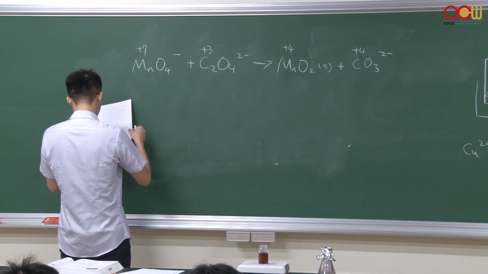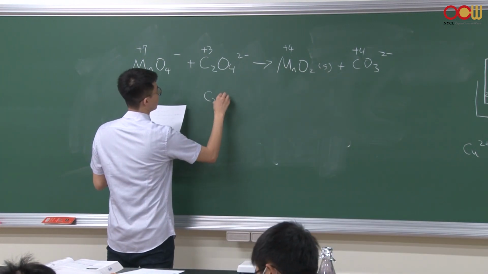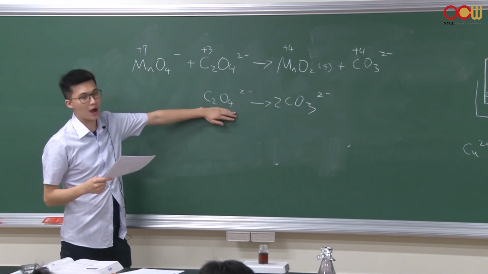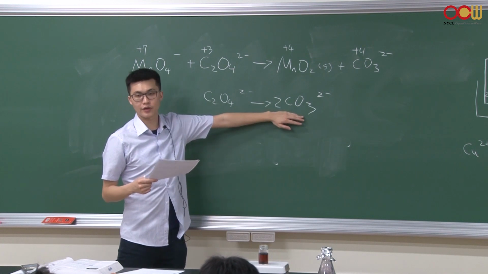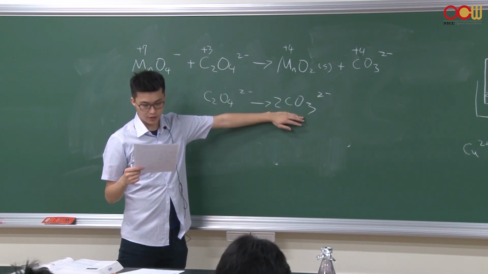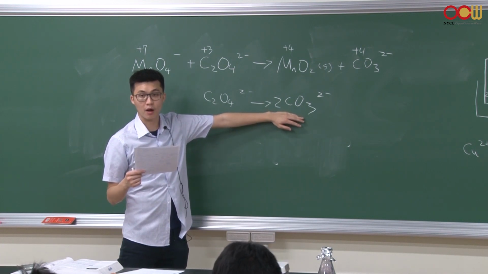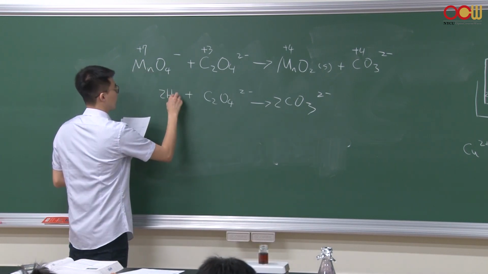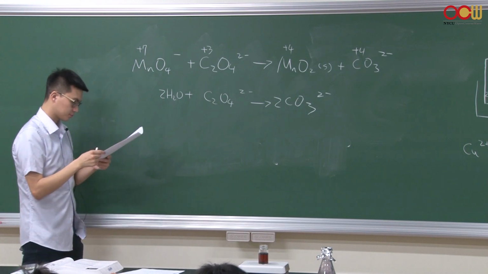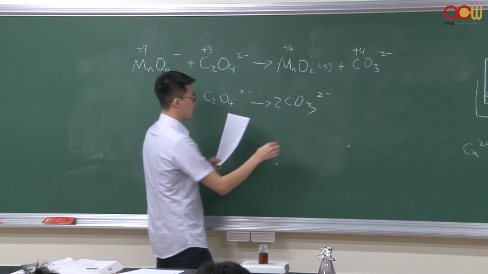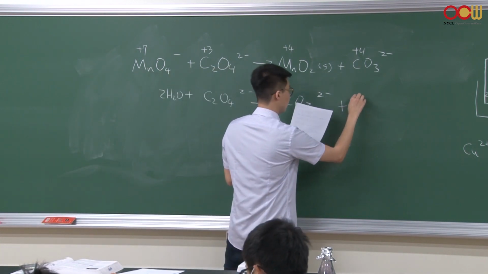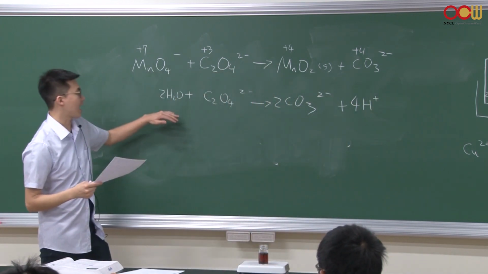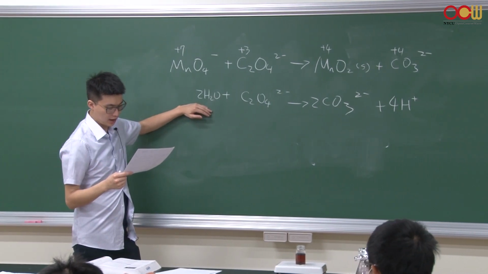So let's focus on C2O4. Already balanced, but then there are 4 oxygen, but on the other side there are 6 oxygen, right? So we will use water molecules to balance such a reaction. So I give it 2 H2O, and then I will do the same thing here, use H+ to balance that extra oxygen coming from here, okay?